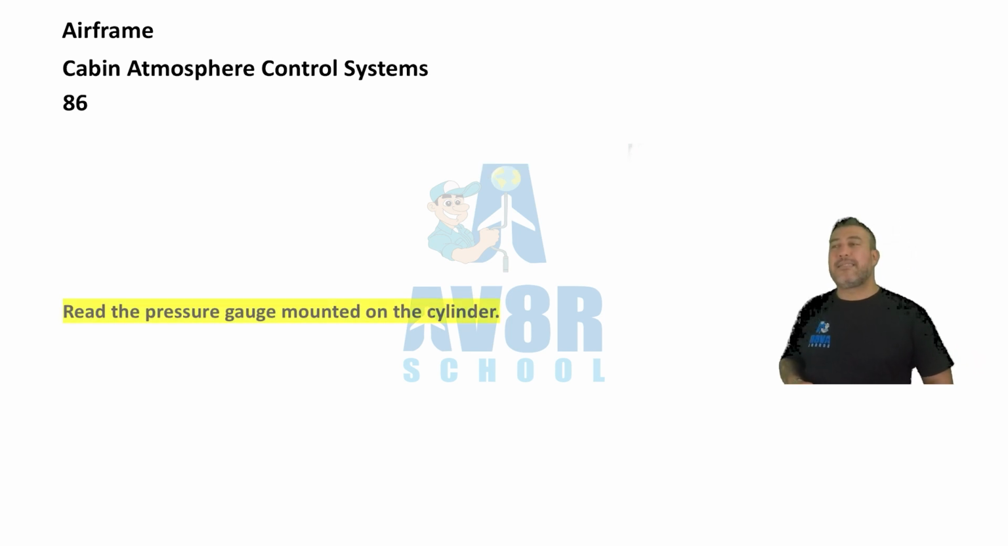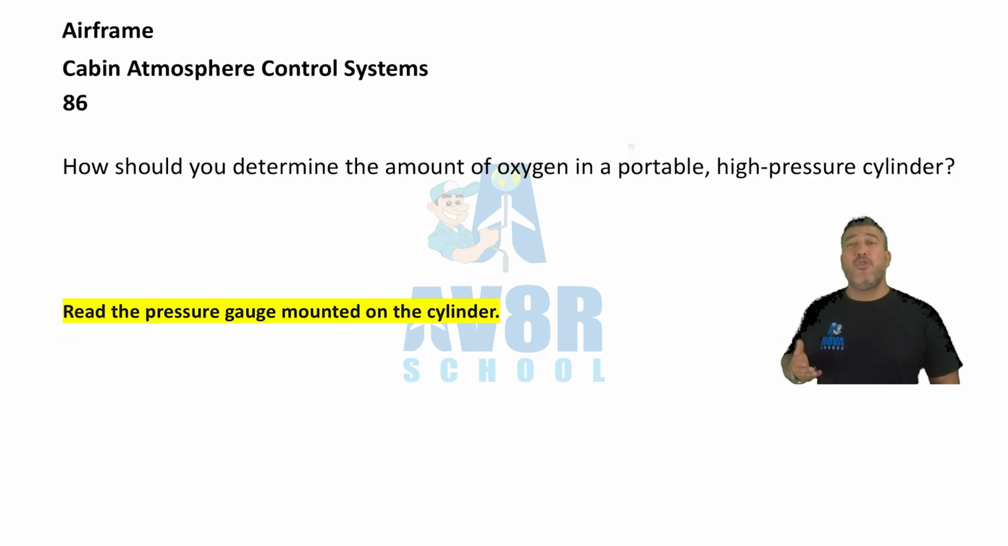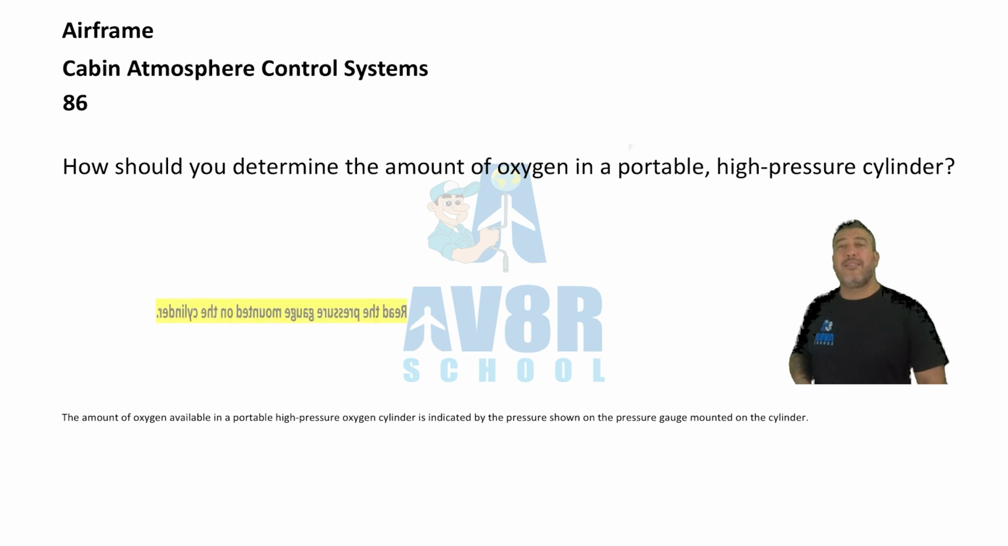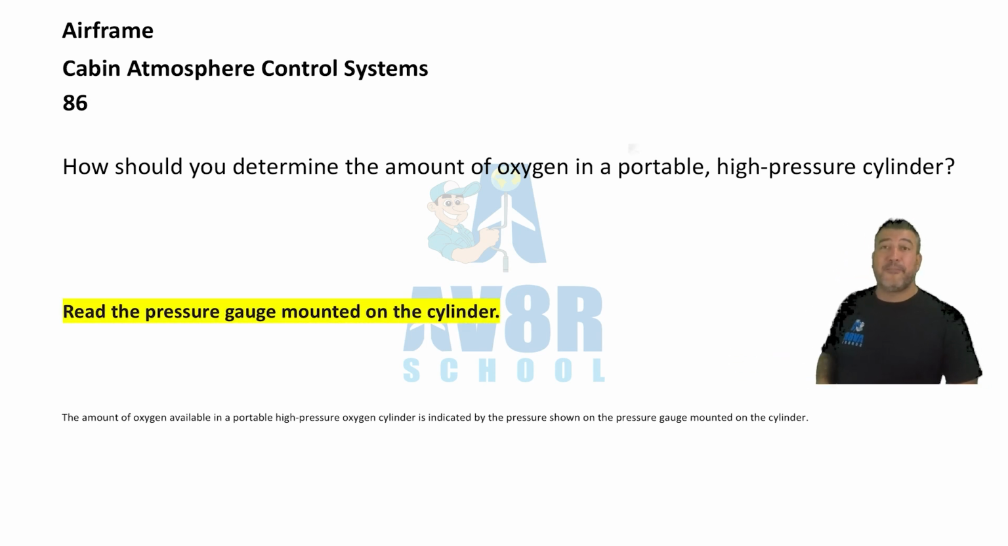Number 86. How should you determine the amount of oxygen in a portable high pressure cylinder? You read the pressure gauge mounted on the cylinder. It'll tell you how much is in there.